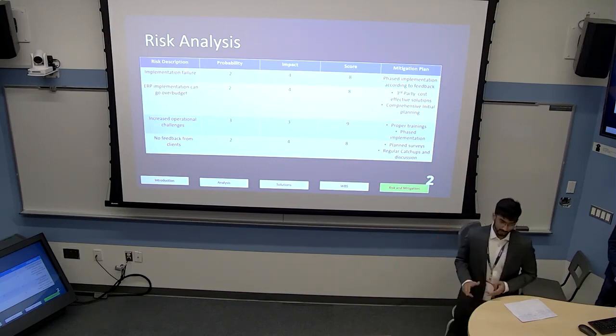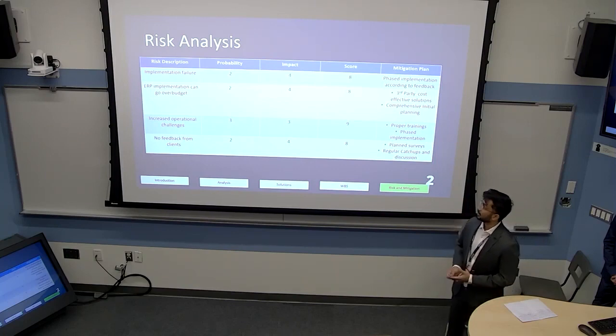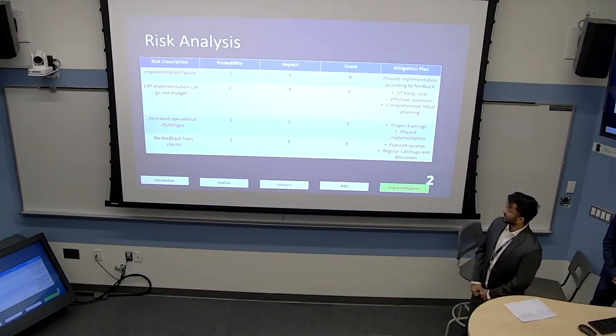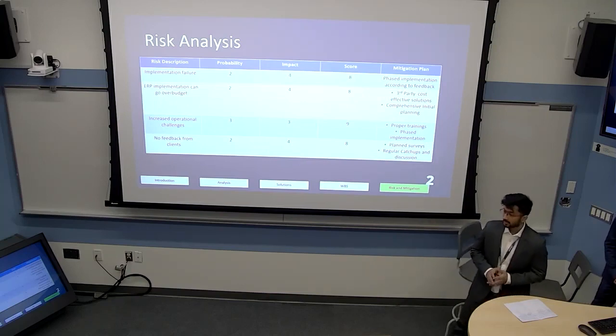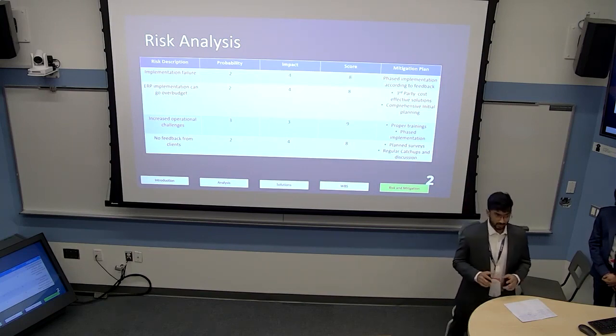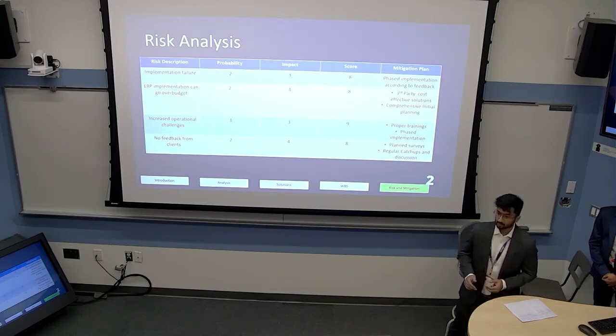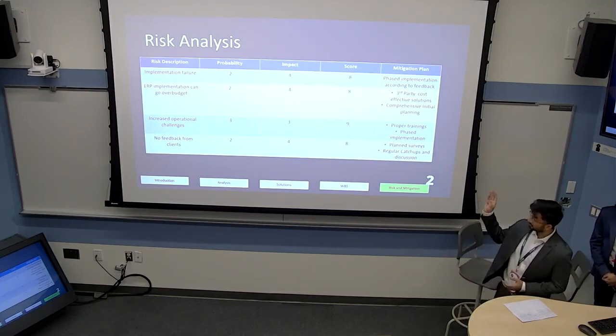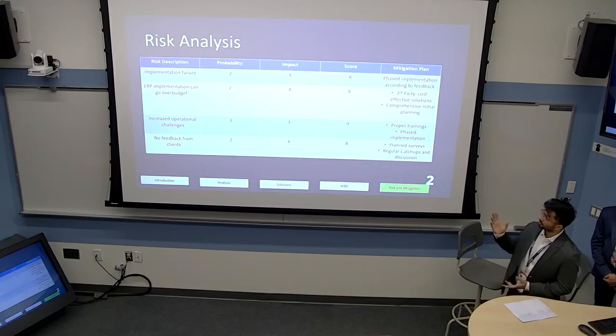Secondly, we have one more significant risk, that the ERP implementation can go over budget. So for that, we need to first plan and comprehensively decide what exactly the services are that we want. We won't be going with an all-in-one service, but we'll be choosing a company that can provide services according to our needs, and we'll be using the implementation company that's according to our budget.